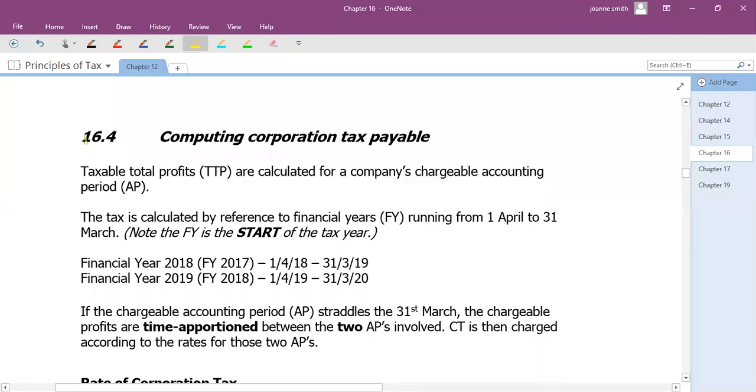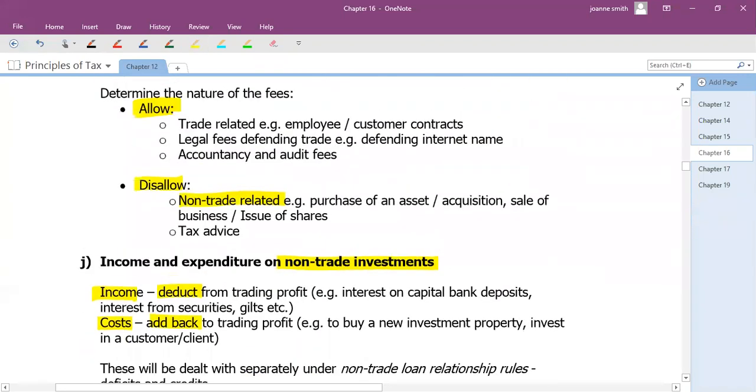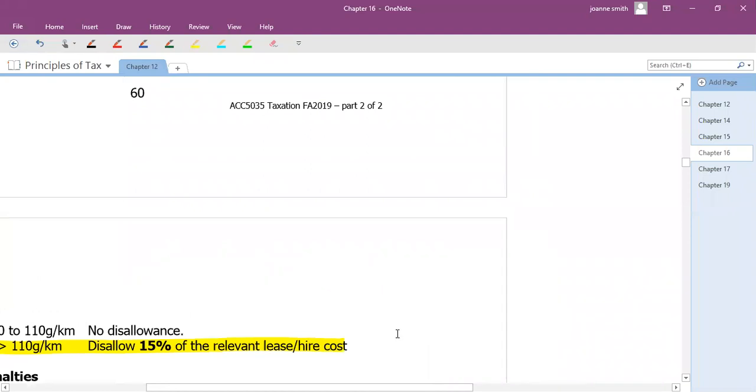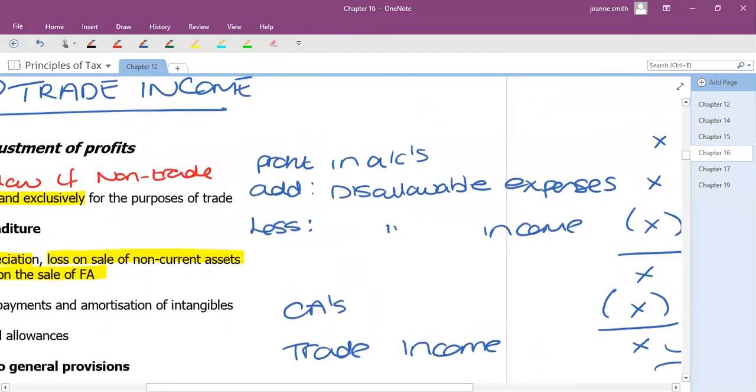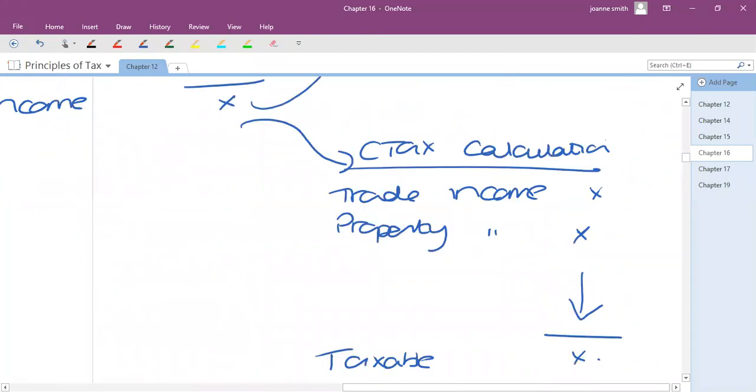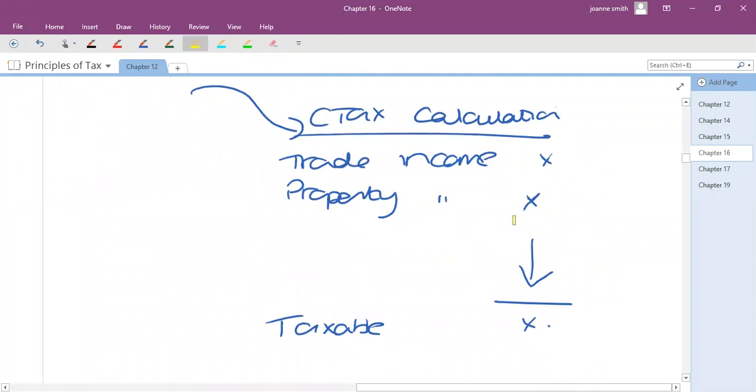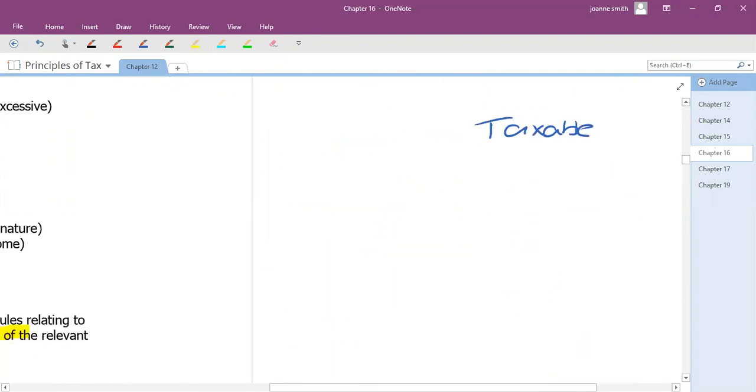So once we've got our total taxable profit, then we need to work out our tax. So remember what this is. This is where you've added together all of your income. So you've got all your different types of income, your trade income, property income, whatever else you've got. And then you're going to take this figure here and calculate the tax.